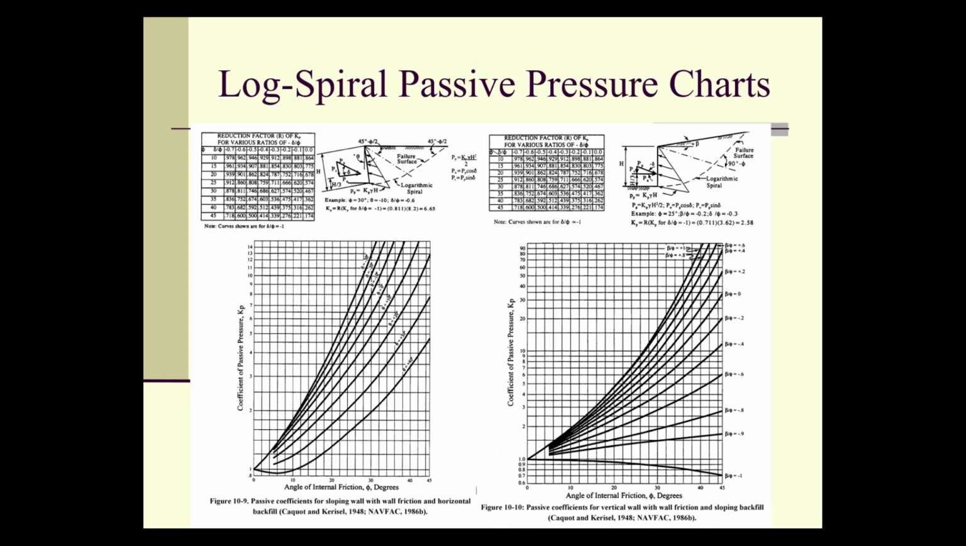Notice carefully that those little diagrams at the top have a sign convention for everything. In other words, beta has a plus sign convention, theta has a plus and minus sign convention. Always, always, always look at your sign convention. When you're actually solving a problem, always make sure you understand the sign convention, particularly with Coulomb and log spiral. Otherwise, you're going to get in trouble.